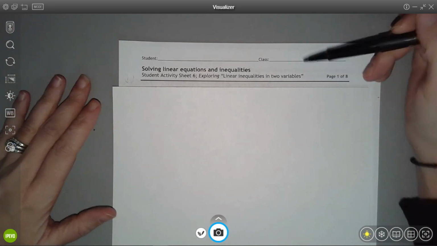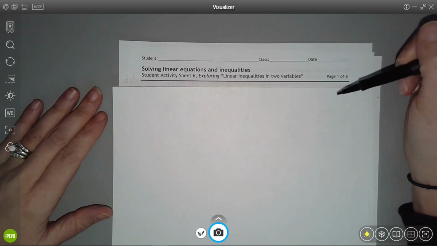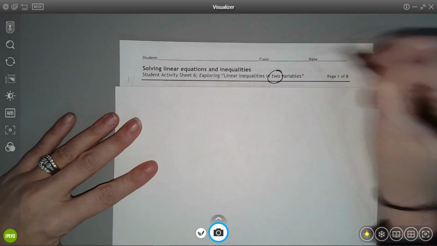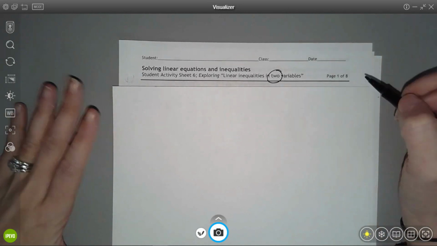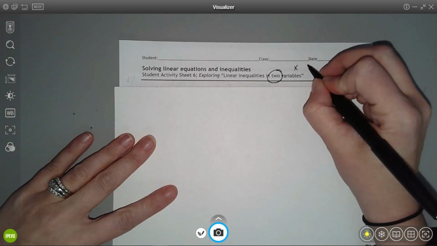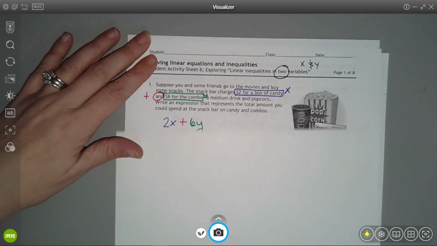All right, guys, this is topic 8, student activity sheet 6, linear inequalities in two variables. Okay, the other day we did one variable. Two variable means that now we're going to have an x and a y. Okay, let's take a look at this first problem here.